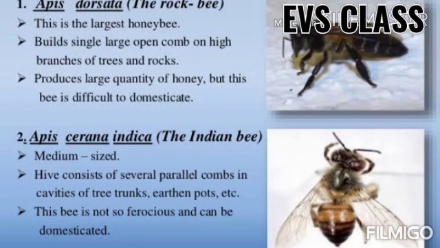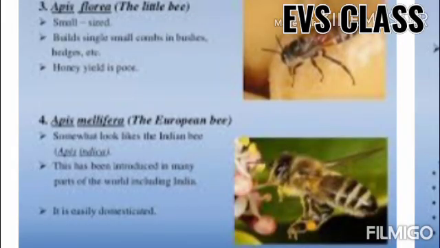Next, Apis indica. It is also referred to as the Indian bee. Point to be noted, student: it can be easily domesticated and is most commonly used for honey production. The annual yield of honey is 2 to 5 kg per colony. Next, Apis florea. It is also referred to as the little bee.